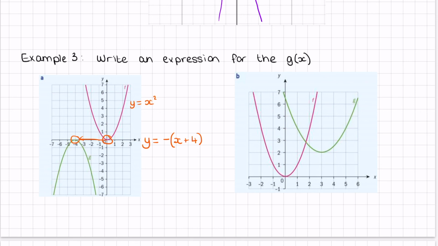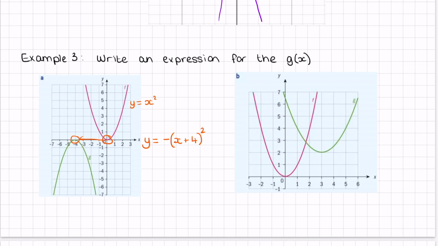Now we need to see if a stretch has happened. If we look here, it's still moving the same pace, so the 1, 1 point has moved across by 4 and then been reflected. So it hasn't actually stretched or moved, it's just been reflected and moved across. So our equation would be y equals negative, x plus 4, all squared.